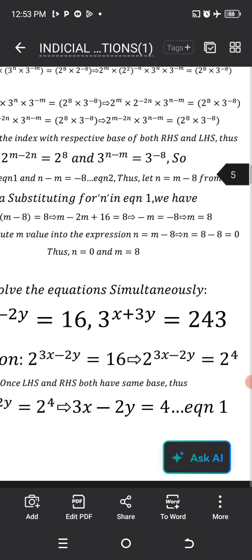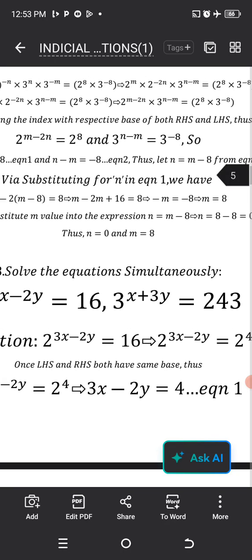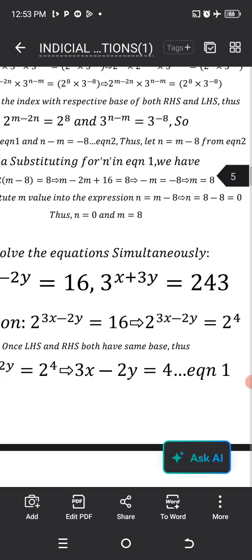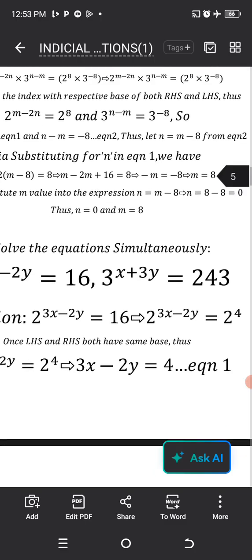and for the one that has the same base of 3, we have the expression n minus m equals minus 8. That is equation 2. So you know how to solve your simultaneous equation. Let us make n the subject from equation 2. Let n be equal to what? m minus 8. You should understand that.